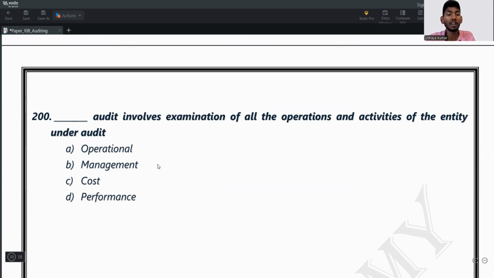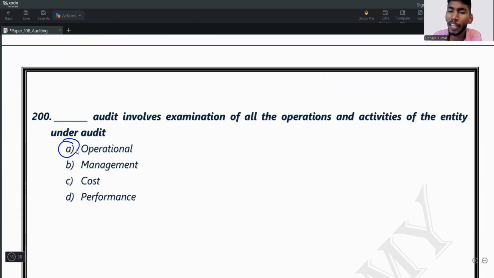Dash audit. Which audit? Operational audit, because operational audit focuses on evaluating the efficiency and effectiveness of an organization's operations, because it involves examining all aspects of the entity's activities to determine how well they are being conducted and to identify areas for improvement. Whereas management audit generally assesses the overall effectiveness of management in achieving the organization's objectives, but may not cover every operation in detail.